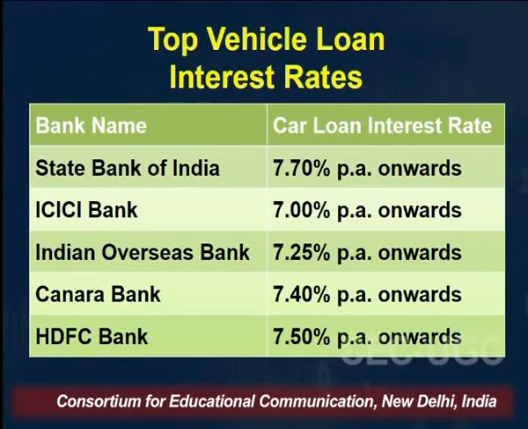When you talk about State Bank of India, the car loan interest rate is 7.7% per annum onwards, followed by ICICI Bank, which is 7% per annum onwards. In case of Indian Overseas Bank, it is 7.25% per annum onwards. Then Canara Bank is 7.40 and HDFC is 7.50 per annum onwards. So these are the car loan interest rates, followed by the names of the banks for top vehicle loan interest rates.